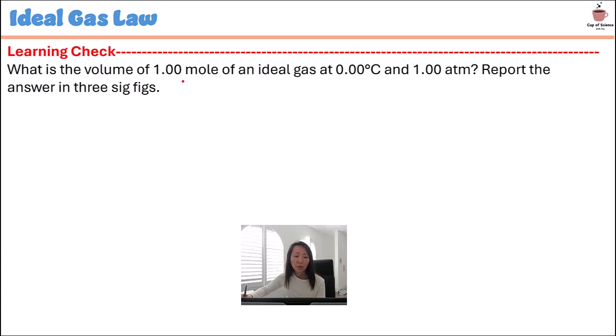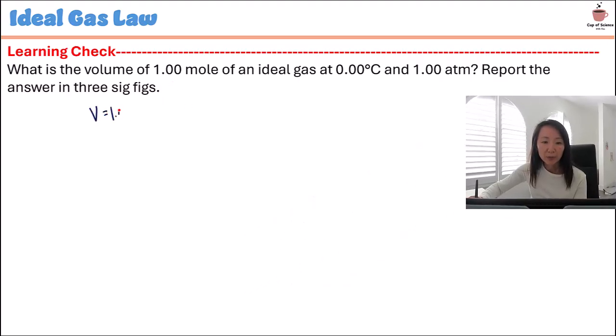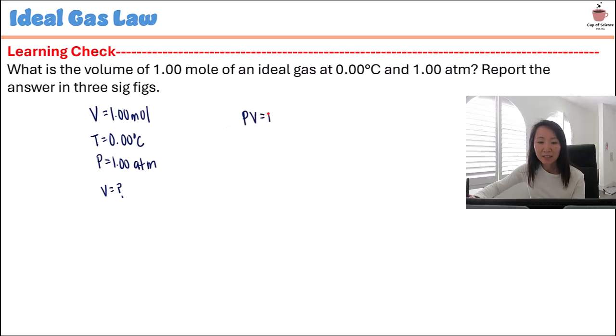What is the volume of 1.00 mole of ideal gas at 0.00 Celsius and 1 ATM? Report the answer in 3 sig figs. So I'm going to write my moles as 1.00 moles. I'm going to write the temperature as 0.00 Celsius. And pressure is 1.00 ATM. And I'm looking for volume. Based on the ideal gas law equation, PV is equal to nRT. We are looking for V, so I'm going to divide both sides by P. That will cancel out the P, and V is equal to nRT over P.